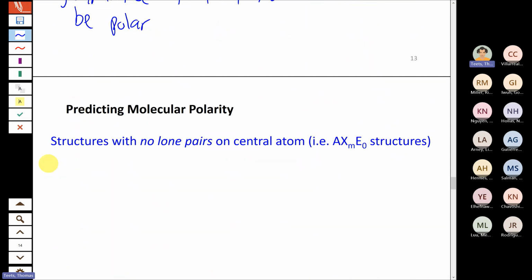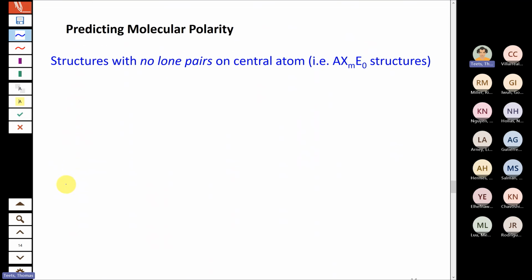The first easy one to remember is that if you have no lone pairs on the center atom and all of the X's are the same, so there's only one type of outer atom, in that case the molecule will always be nonpolar. So for AX2, AX3, AX4, AX5, AX6, with no lone pairs on the center atom, all of those are going to give you nonpolar molecules as long as you only have one type of X outer atom. Again, this only applies when all of the outer atoms are the same.